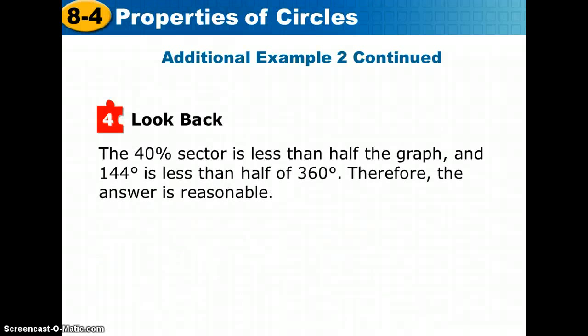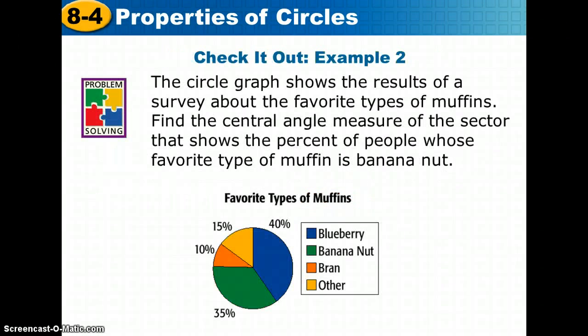And if we think about that, let's see if it makes sense. 40% is less than half, and we remember that a line is half, so that should be less than 180, and 144 is less than 180.